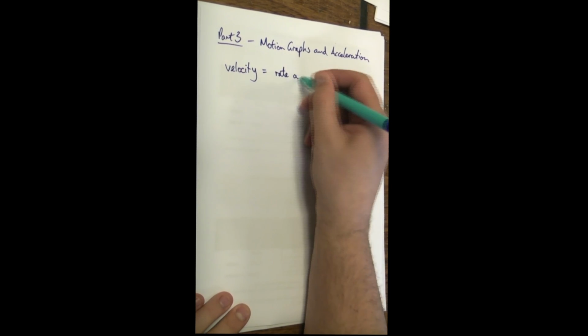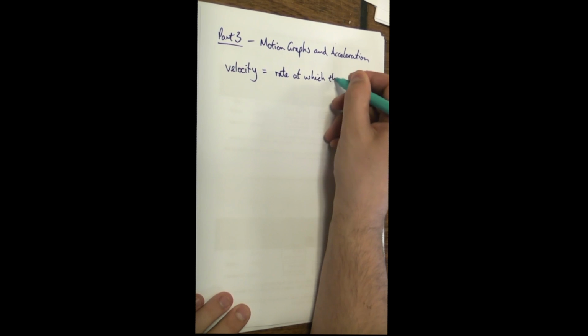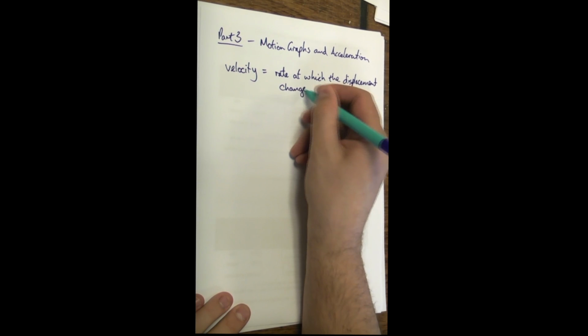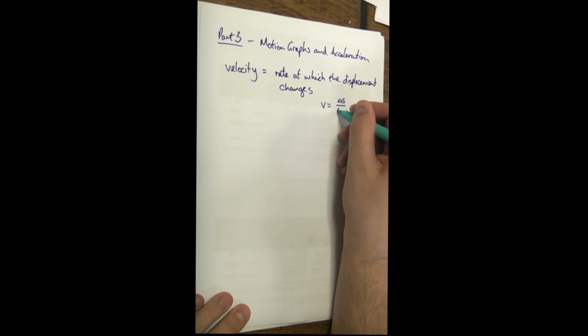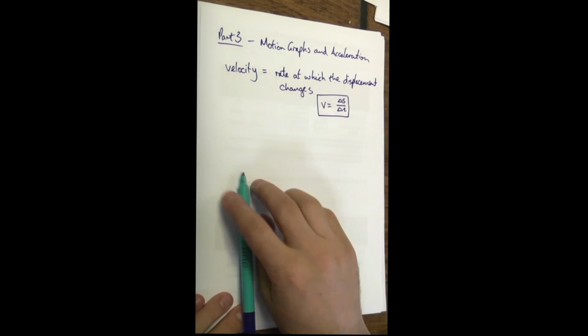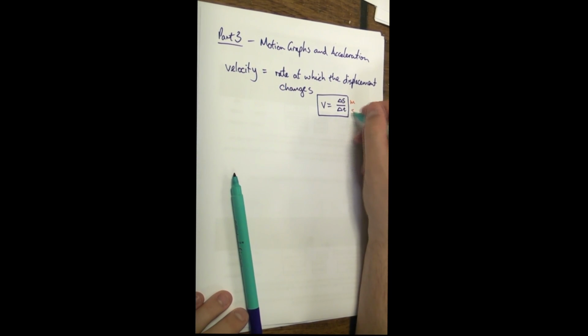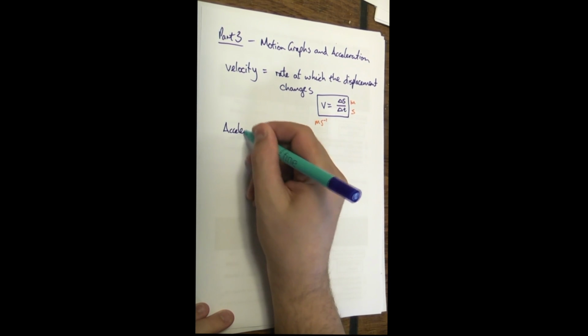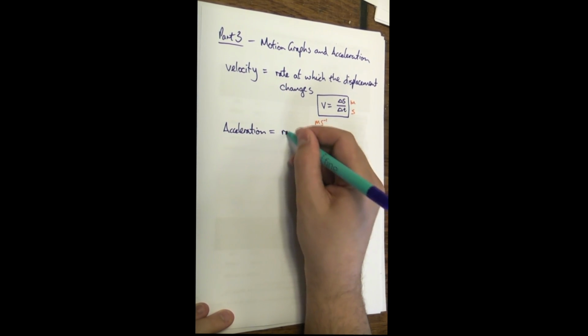First of all, we'll look at velocity, the definitions. The velocity is the rate at which the displacement changes. That's given by the equation v equals delta displacement over delta t. The displacement is in meters, the time is in seconds, so velocity is meters per second.